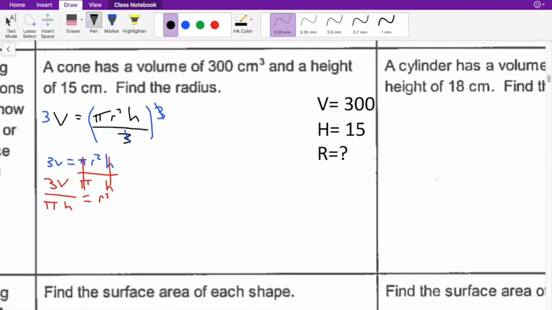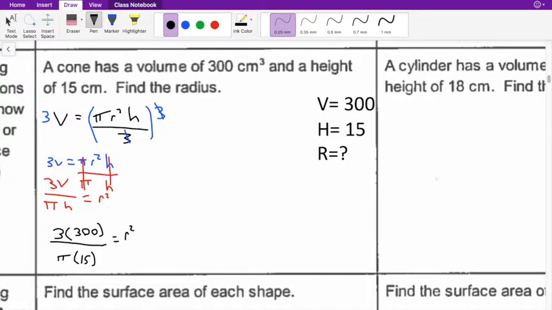So what do I know? 3 is just a number. I'm going to times by 300 because that's my volume. Then my pi is pi. I'm not going to write out the whole thing. And h is 15, so times 15. Equals r squared.